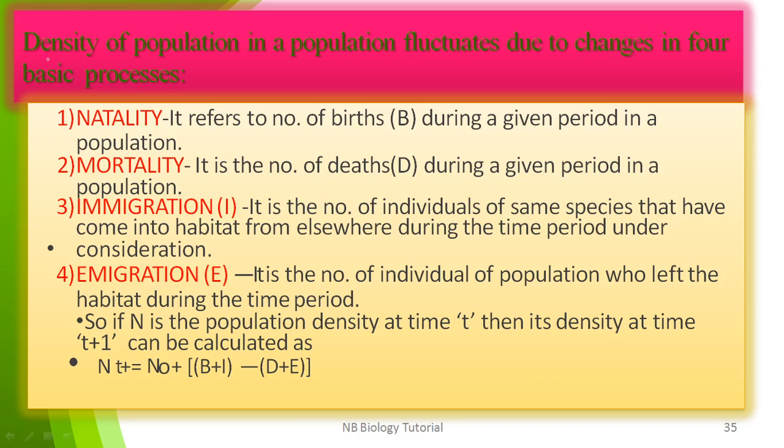The next one we see is that the density of a population fluctuates due to change in four basic processes. Whenever the density of a population changes, it is due to natality, mortality, immigration or emigration. The first one is natality, that is the birth rate. It refers to the number of births during a given period in a population. If the natality changes, there is a change in the density of the population.